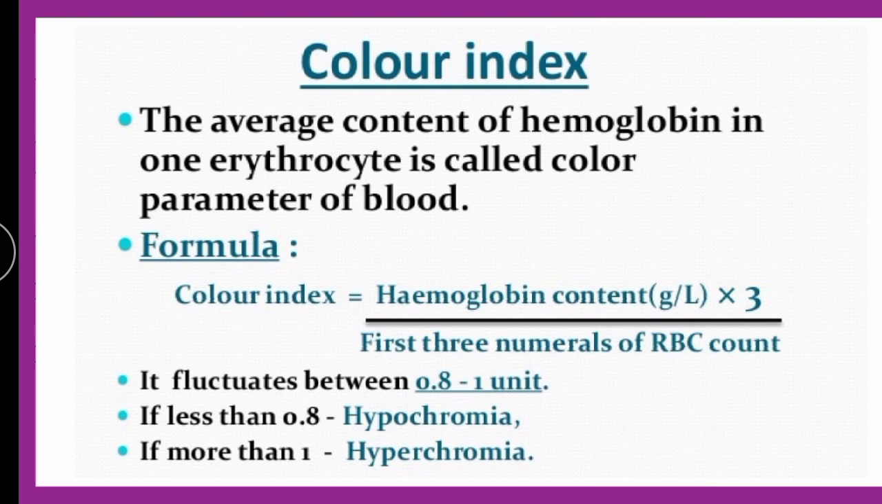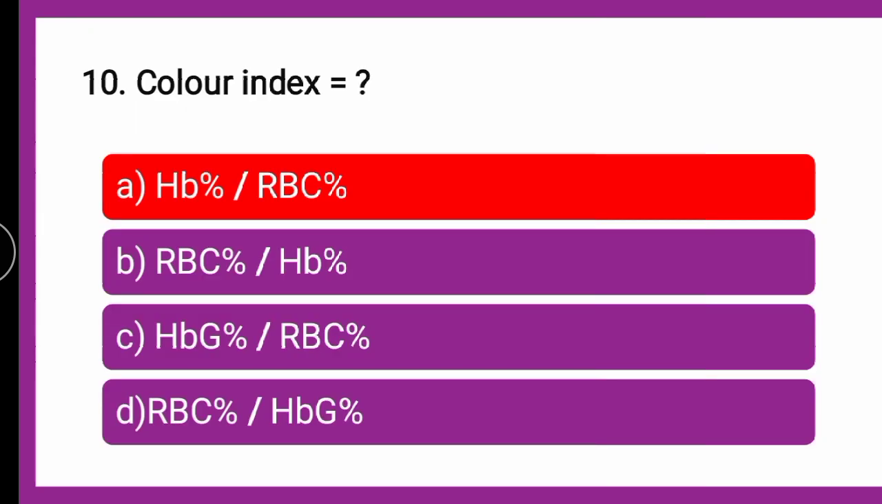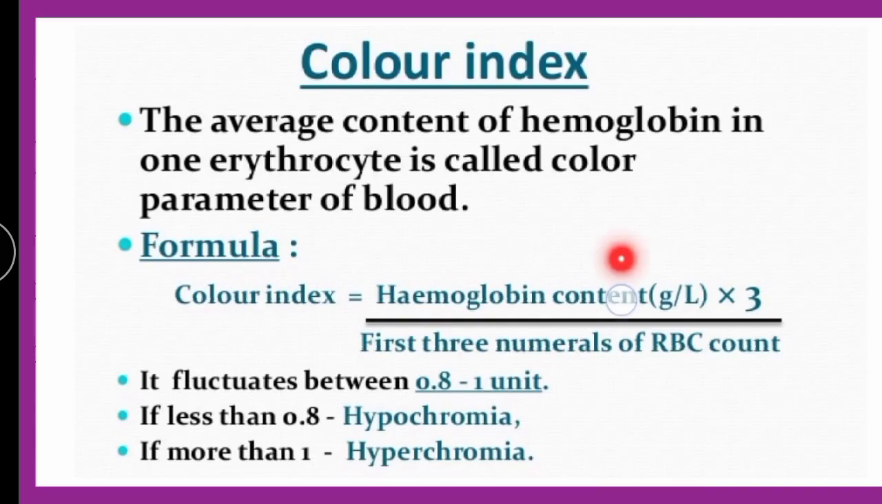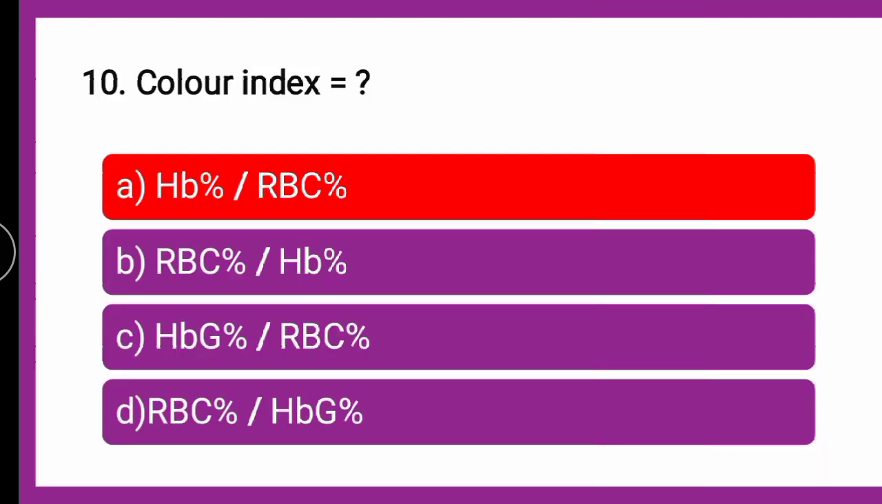So the color index, the correct answer is hemoglobin percentage divided by RBC percentage, wherein this is the hemoglobin percentage, that is grams per liter means percentage, and divided by the RBC. So hemoglobin divided by RBC is the color index.